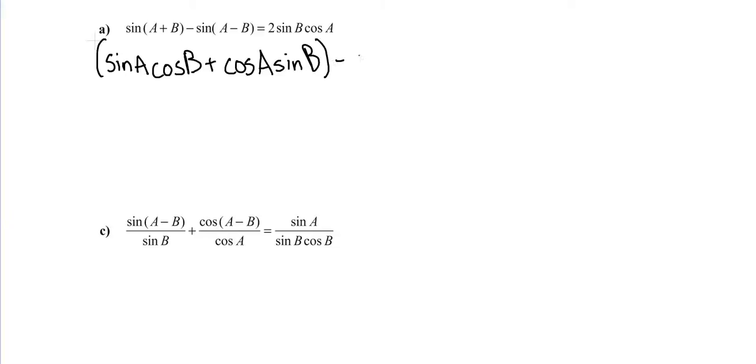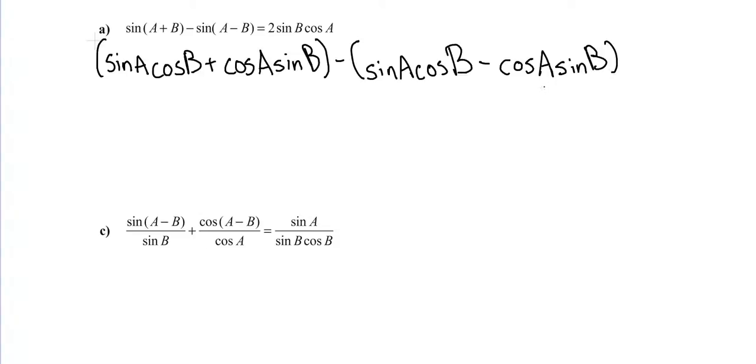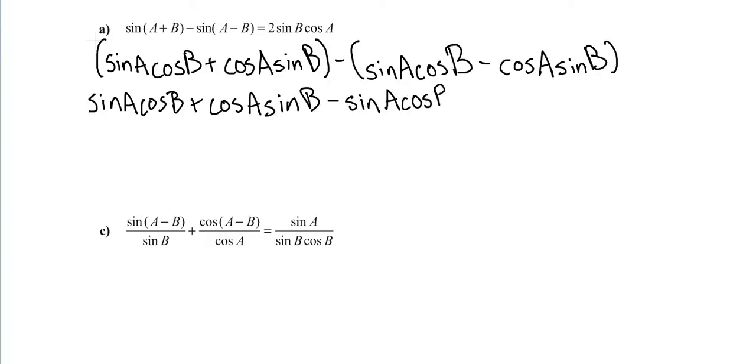Make sure you keep that minus sign in, and then I'm going to do minus our trig identity for sine(A minus B), which is sine A cos B minus cos A sine B. I'm not going to touch the right side for now. So now I'm going to work in my negative sign and take away the brackets. So now I have sine A cos B plus cos A sine B minus sine A cos B, and then because you've got your two negatives, this is plus cos A sine B.